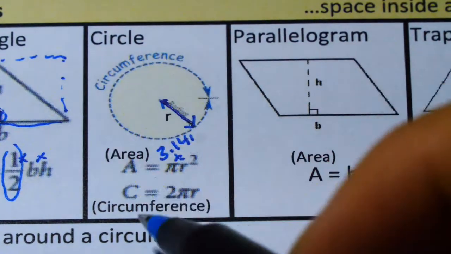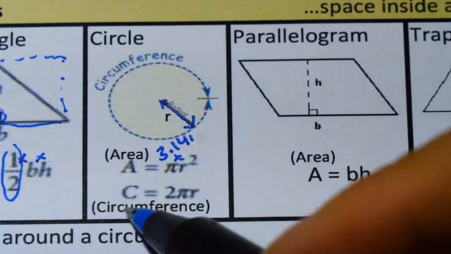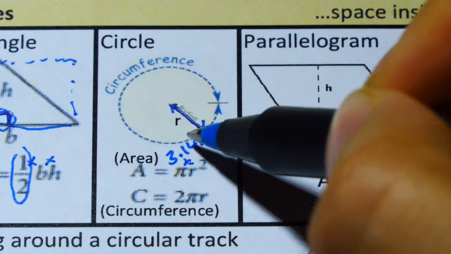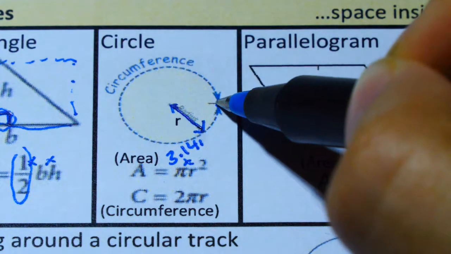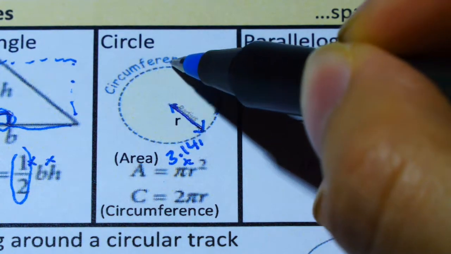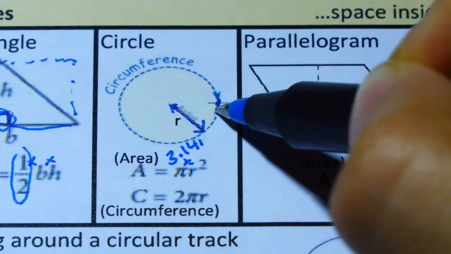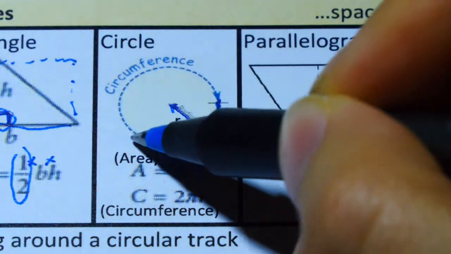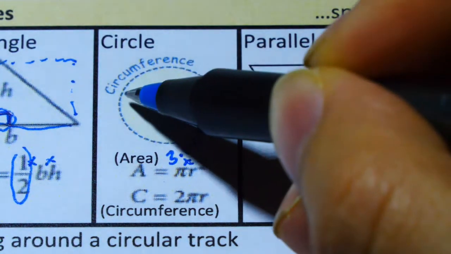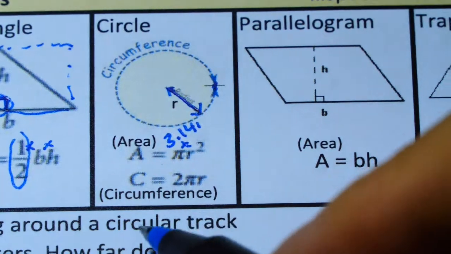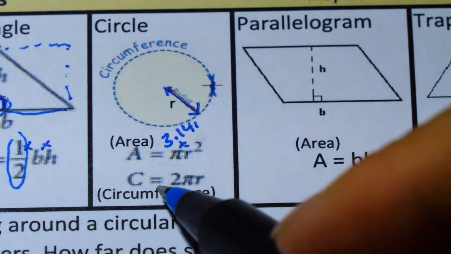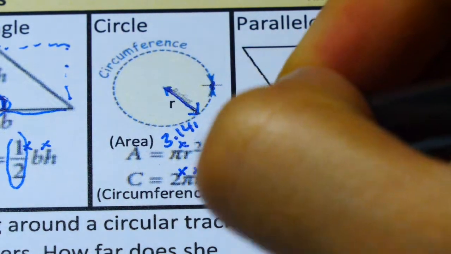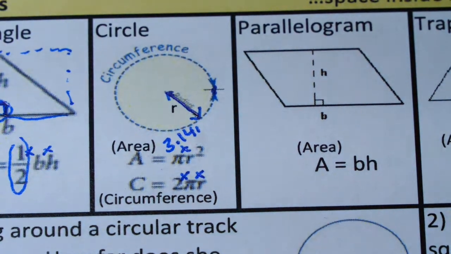Now, here we have another formula. This is for circumference. Circumference is the distance around the circle. If I'm standing here and I'm going to walk all the way around the circle, the distance that I walked around the circle is called the circumference. To find the circumference, we have to do 2 times pi times r. 2 pi r.